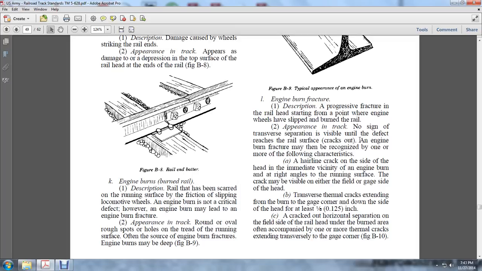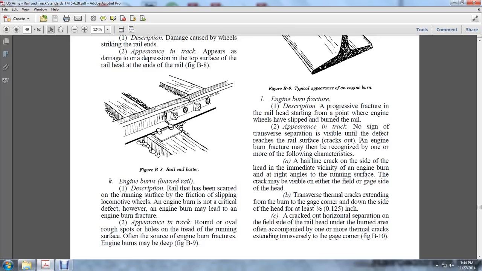A hairline crack on the side of the head in the immediate vicinity of the engine burn, at right angles to the running surface. The crack may be visible on either the field or gauge side of the head. Transverse thermal cracks extending from the burn to the gauge corner and down the side of the head at least 1/8 of an inch, or 0.125 of an inch.